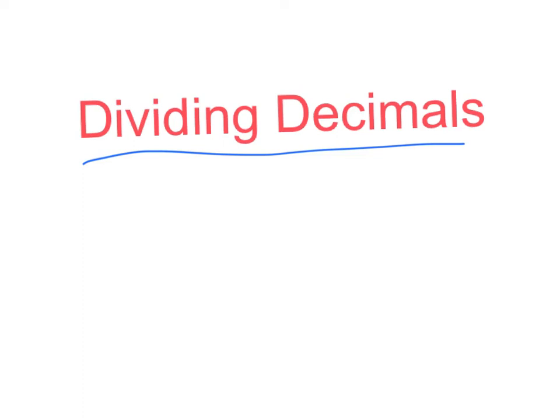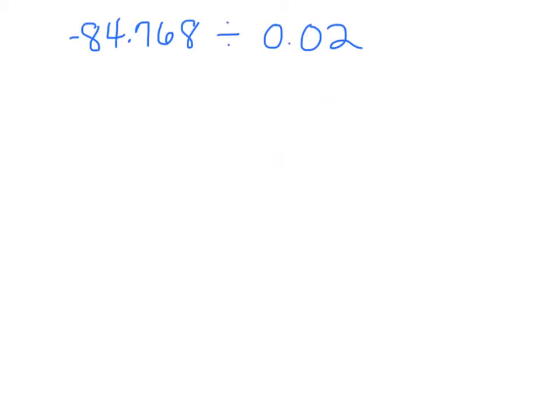Hey guys, this video is going to go over dividing decimals, so I'm going to show you a couple examples of how to do that. All right, here's our first problem. We have negative 84.768 divided by 0.02.